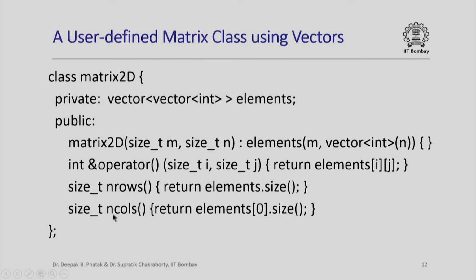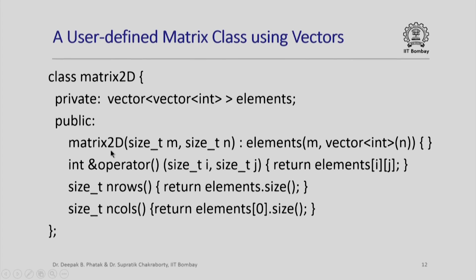So here I am showing a definition of a user defined class which uses the template class vectors that we have already studied. So this is an example of real user programming that makes use of the template class vector. So here I am trying to define a class called Matrix2D for a two-dimensional matrix of integers, a two-dimensional array of integers. This class has a private data member called elements, which is a vector of integers. It has several public member functions.